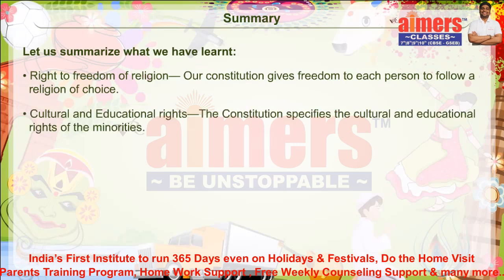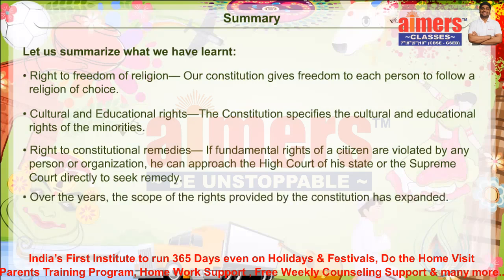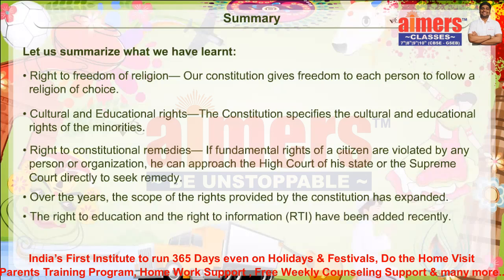Cultural and educational rights. The Constitution specifies the cultural and educational rights of the minorities. Right to constitutional remedies. If fundamental rights of a citizen are violated by any person or organization, he can approach the High Court of his state or the Supreme Court directly to seek remedy. Over the years, the scope of the rights provided by the Constitution has expanded. The right to education and the right to information, that is RTI, have been added recently.